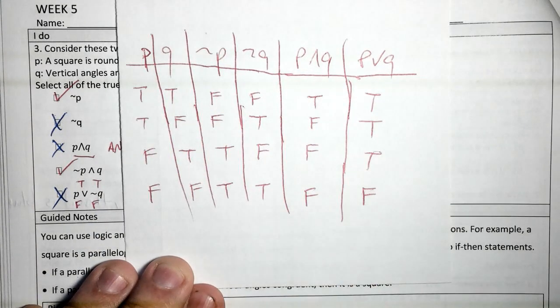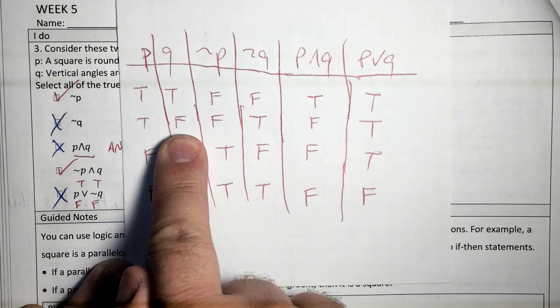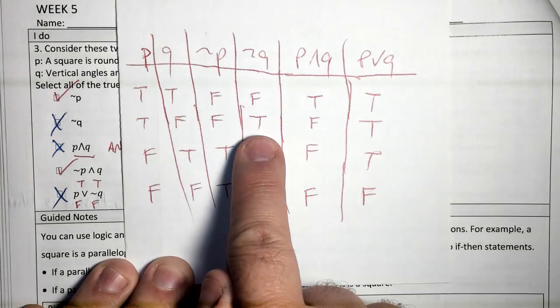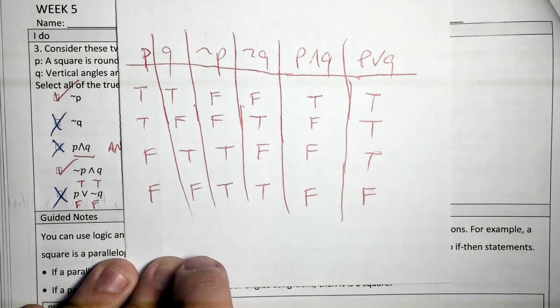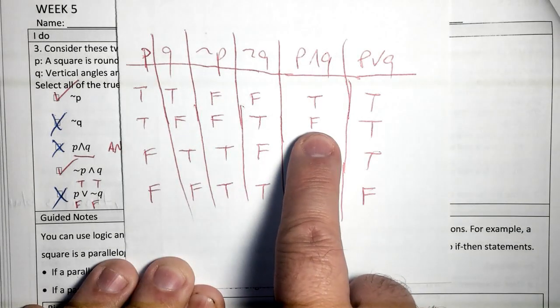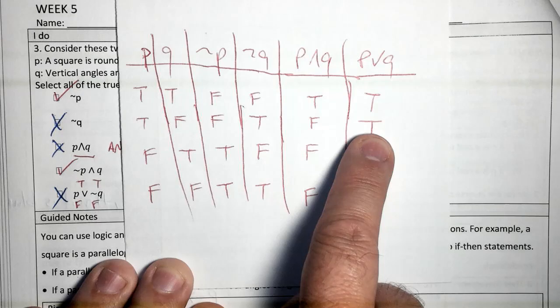I know this may be a lot, but I wanted to show you this, and again, we'll find a place to put this in our packet. All right, so if P is true and Q is false, then not P is false, because again, opposite. Not Q is true, because again, opposite. P and Q together, well, they're not both true, so it's false. P or Q, one of them is true, so it's true.